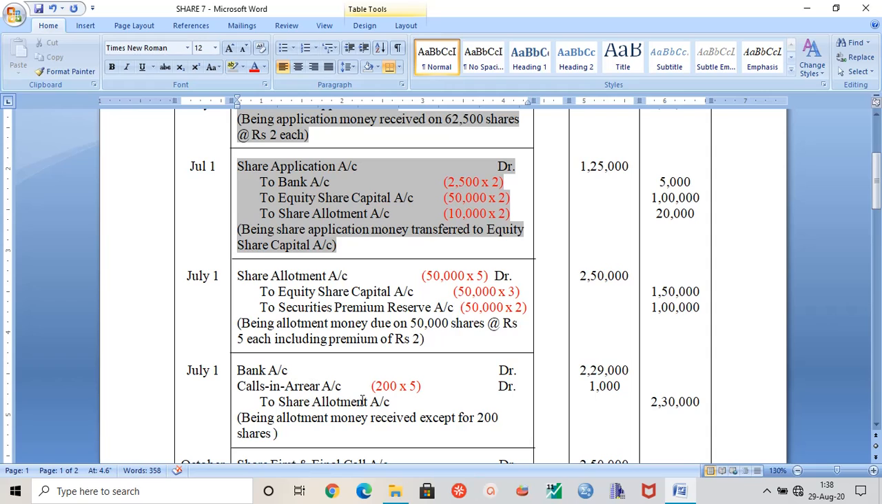Now here, this is a very interesting case, that calls in arrear was there in case of your share allotment. So don't worry about this calls in arrear here, because this 10,000 number of shares, actually what is happening here, let me show you.